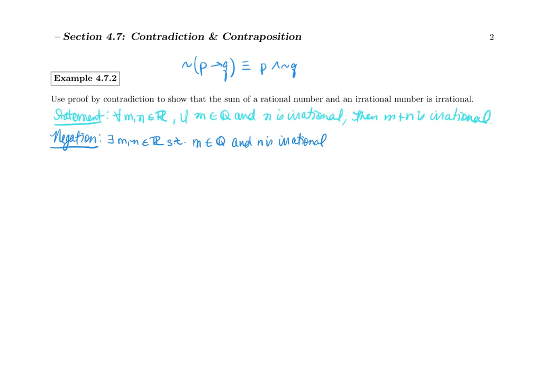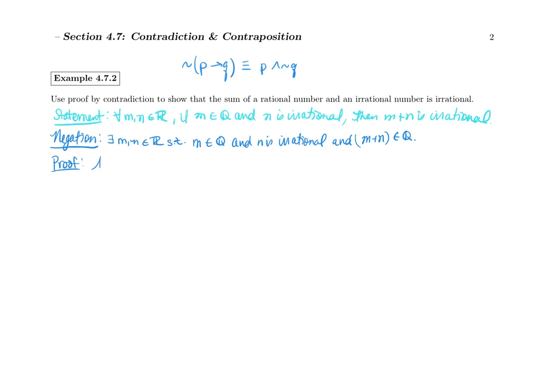And now remember our then becomes an and. Now we get to negate that m plus n is irrational. So we will say m plus n is now rational. That's what we're going to try to prove. So let's see where we start.